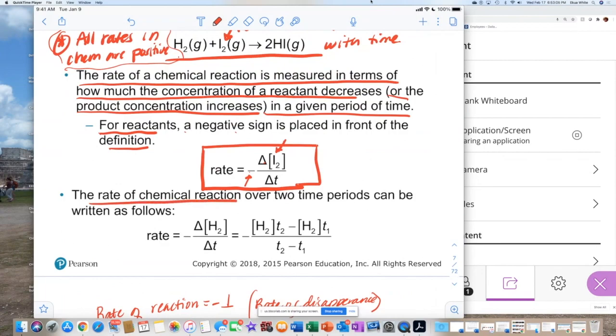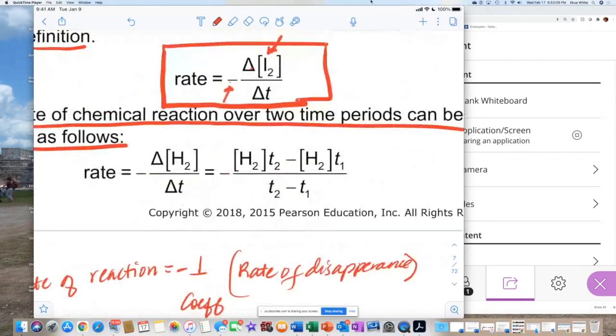The rate of the chemical reaction over two time periods can be written as follows. So here they change the focus and now we're looking at H2, the other reactant, not I2. But the idea is the same. It applies to both. The rate of the reaction is still a reaction, so it's negative change in the concentration of H2 over delta T.